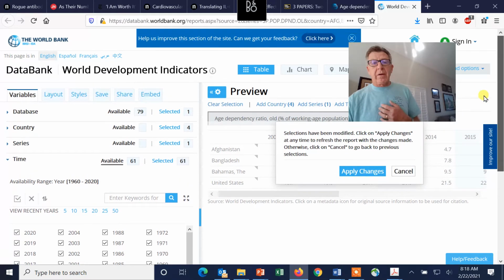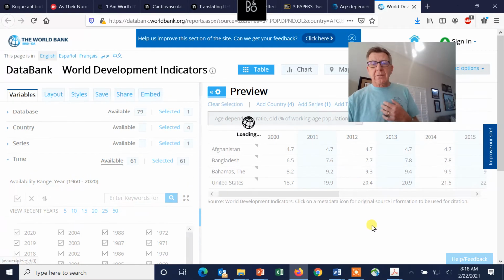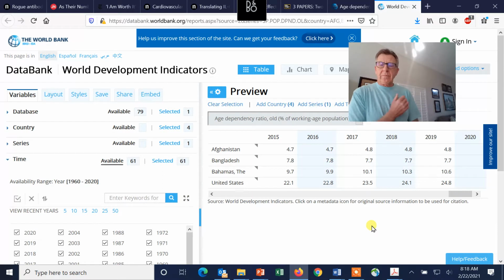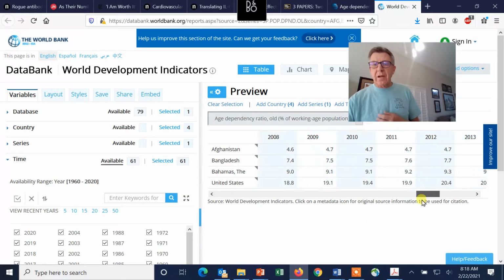Okay, so I said apply changes. It takes a little while, and then it's in. Now we can see that I've extended this time series all the way back to 1960, so we can see trends in history.